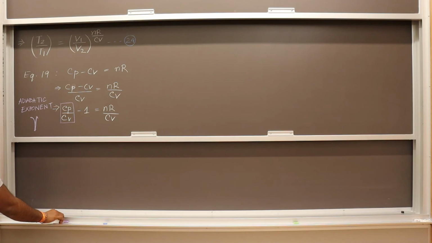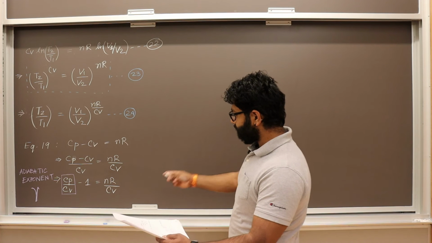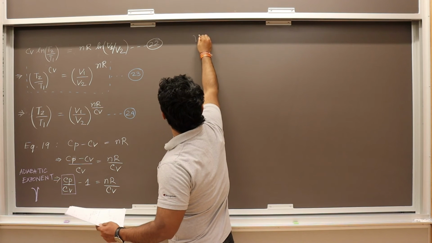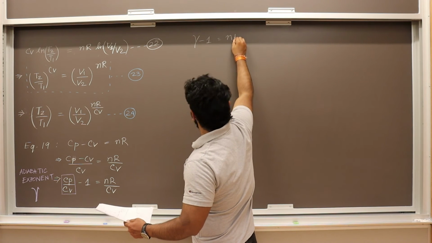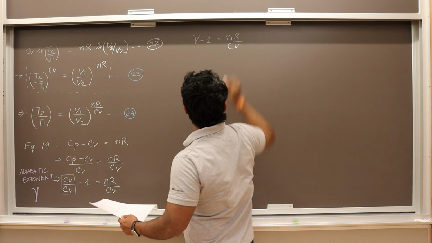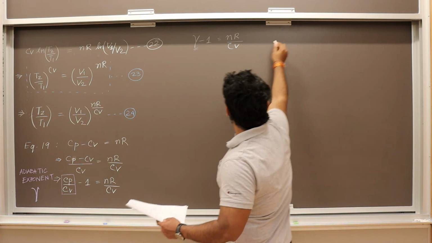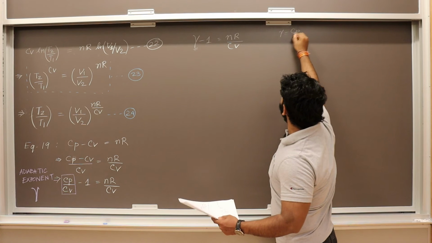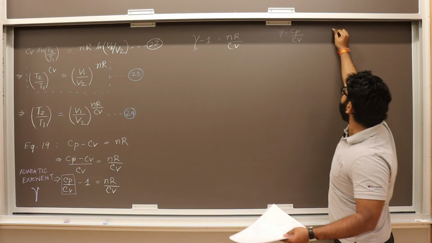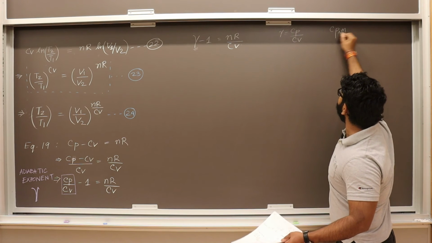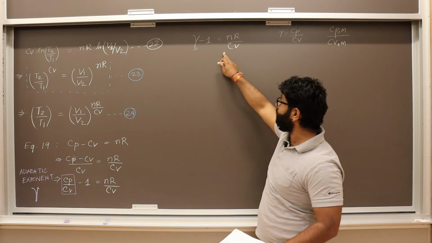Now, if we take this forward, this thing becomes gamma minus 1 is nR by Cv, right? And this gamma is, as we have mentioned before, Cp by Cv. If we have just 1 mole of a gas, we can represent that as this. But gamma is Cp by Cv. That's what is in here.